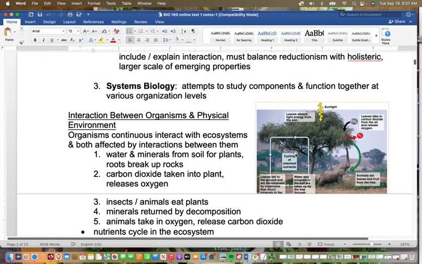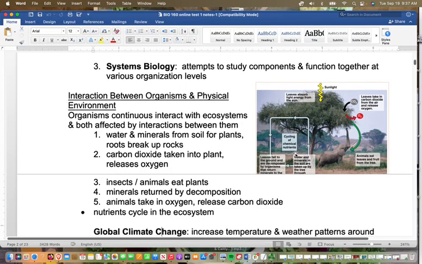So something to keep in mind is organisms are going to interact with their physical environments. So we have cycles that just continue to interact with each other that we see in living things. So water and minerals from the soil are important for plants. The roots from the plants will actually help to break up the rocks, which are going to release more minerals into the soil. So it's a continuous cycle.